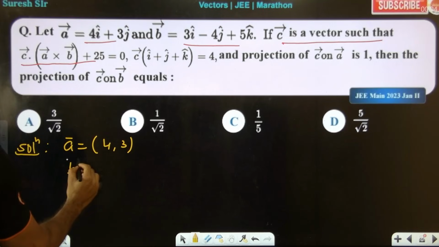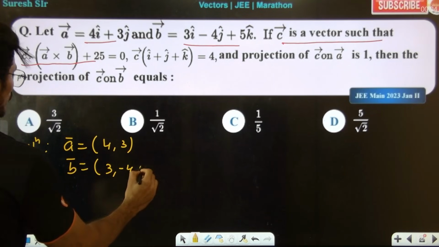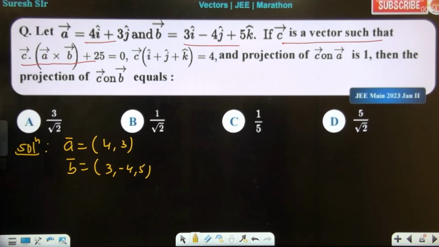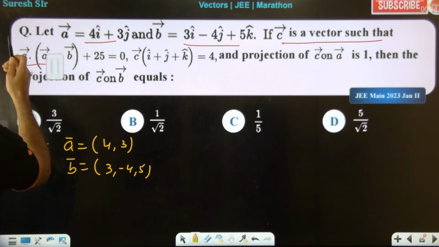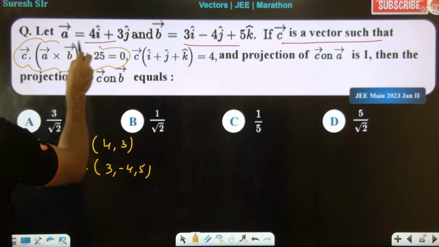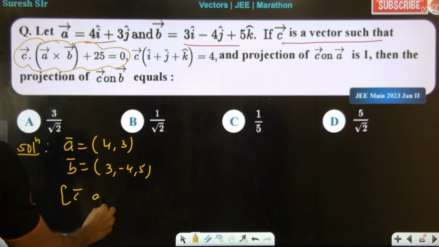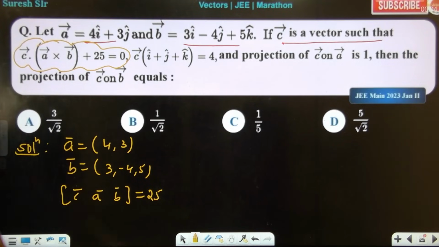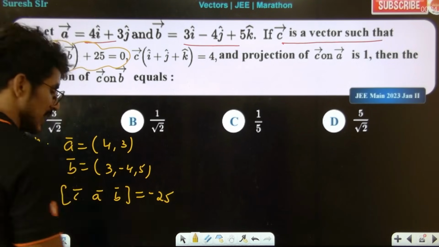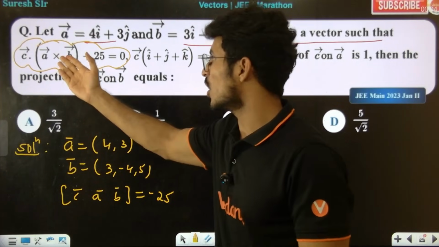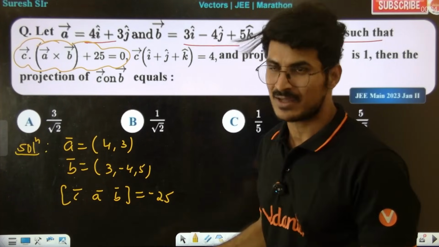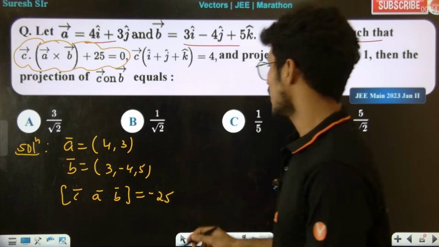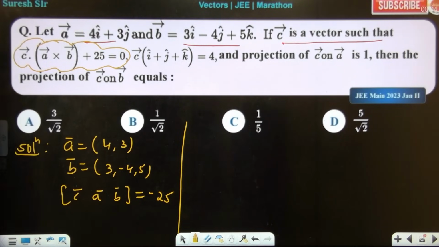4 3, and then b is 3 minus 4 5, okay right. c is a vector such that this. So what is the meaning of this? It is the box product: box CAB is equal to 25, box CAB is equal to minus 25, sorry, minus 25. Guys, this is the box product, C dot A cross B is box CAB, yes or no, equal to minus 25. Now they have given C into I plus J plus K.